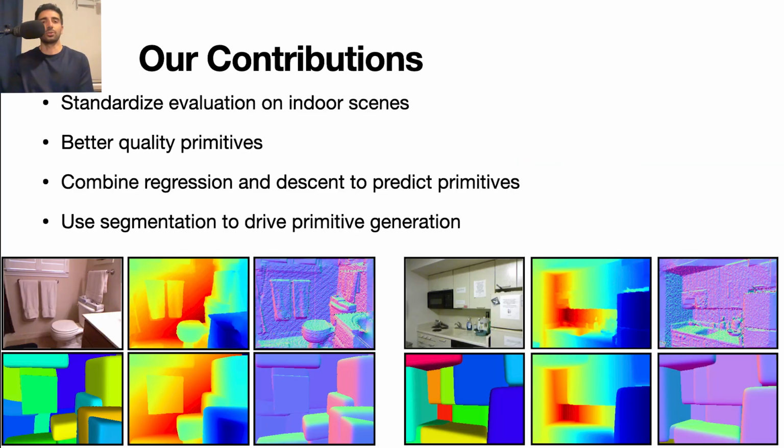We made 4 contributions. First, we standardized evaluation of primitive decomposition methods, benchmarking to existing depth, normal, and segmentation error metrics. Second, we improved the quality of primitive decomposition as measured by fidelity to the original depth map. Third, our hybrid method is unique in that we first use a learned regression-based procedure to predict a start point, and then polish the primitives via descent at test time per image. Finally, we use segmentation to drive primitive generation.